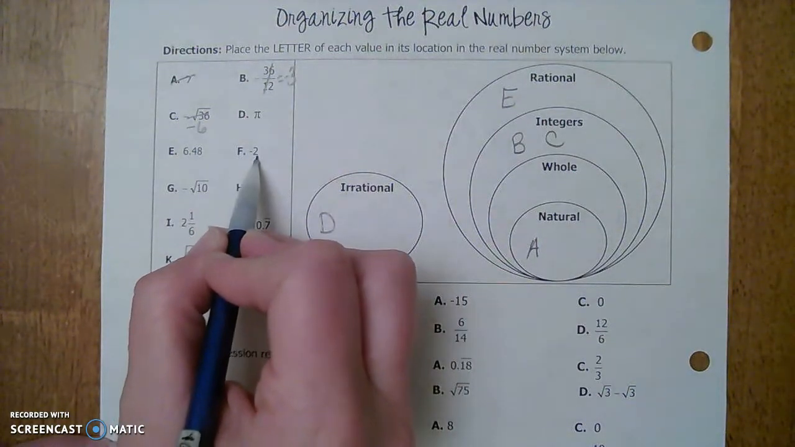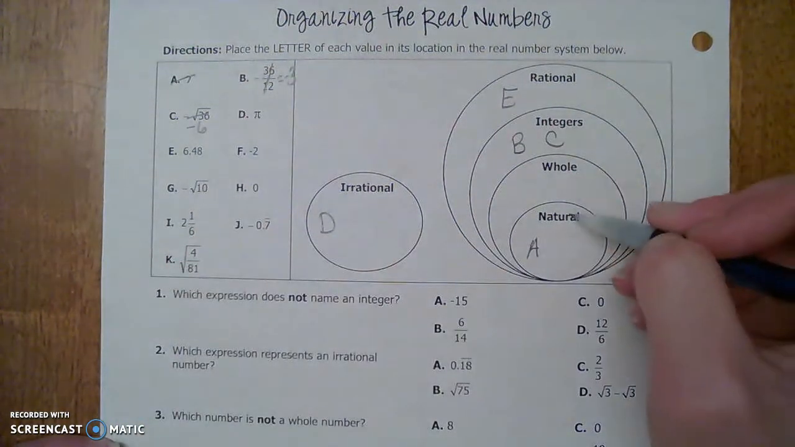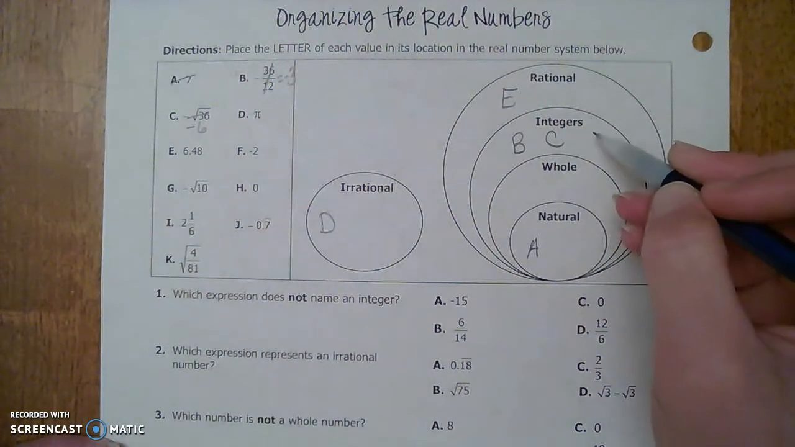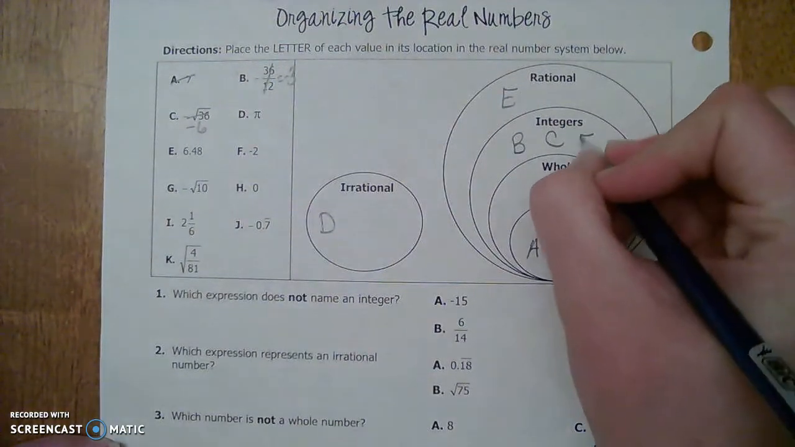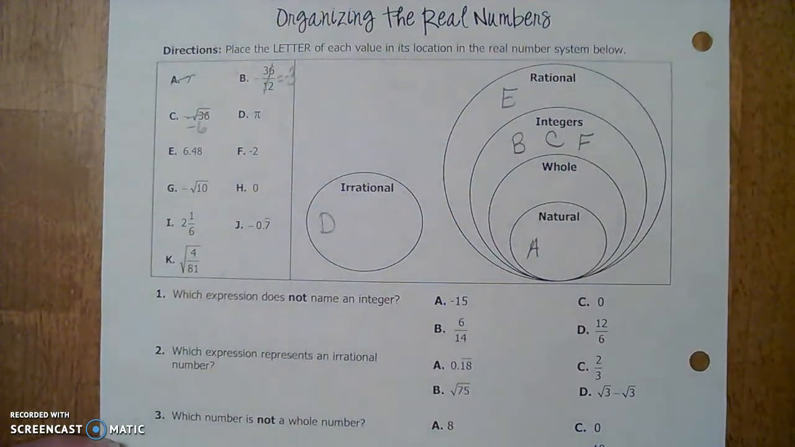Letter F is negative 2. Again, neither of these two can be negatives, so negative 2 is an integer, which again means it's rational, but we'll just put it in with integer.